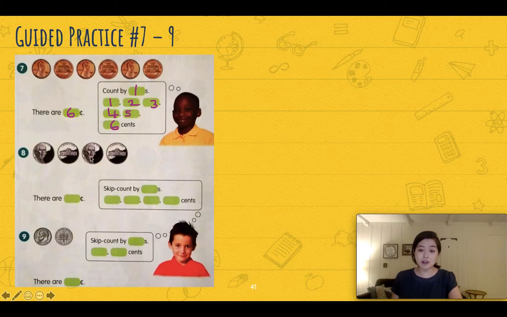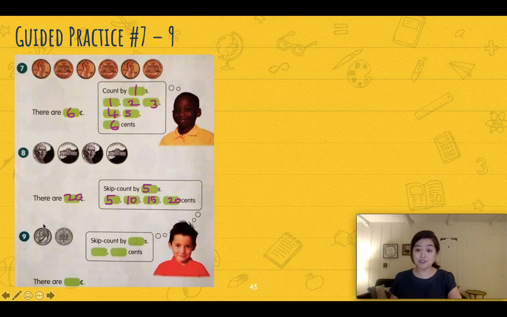What about here for number 8? What's the name of these coins? These coins are nickels. What is the value of 1 nickel? 1 nickel is 5 cents. Let's skip count by 5s. Ready? 5, 10, 15, 20. There are 20 cents.